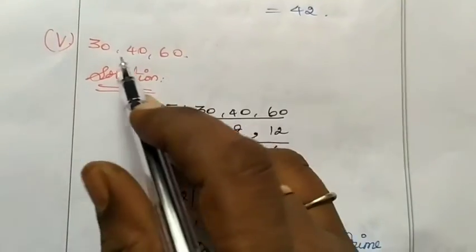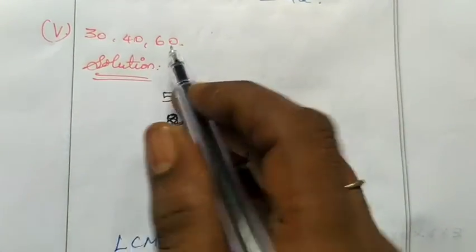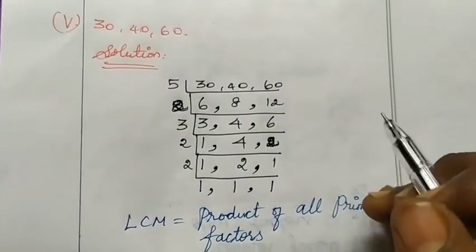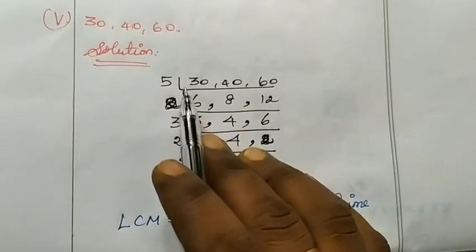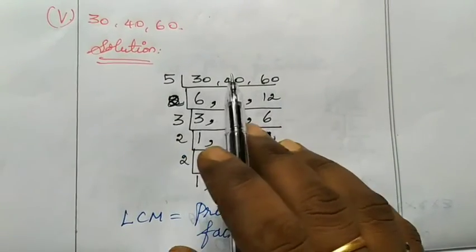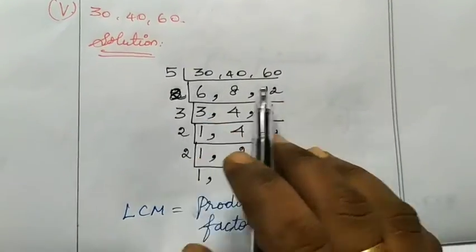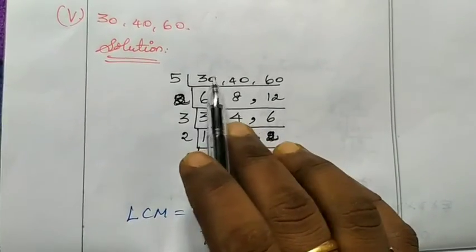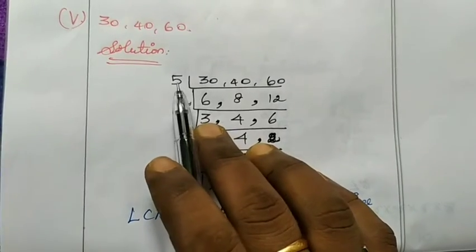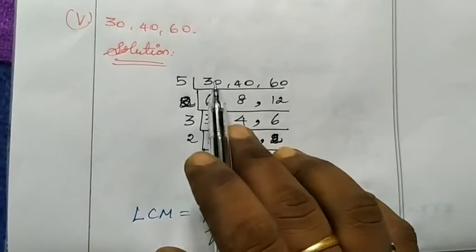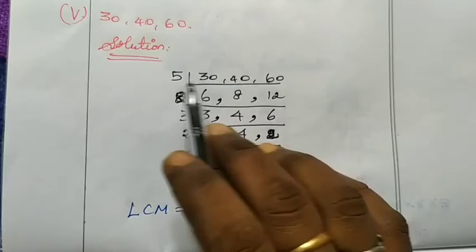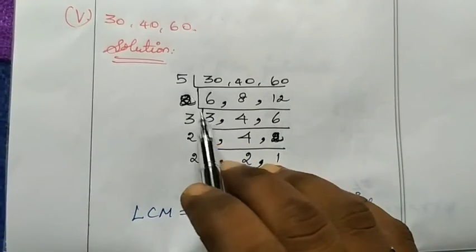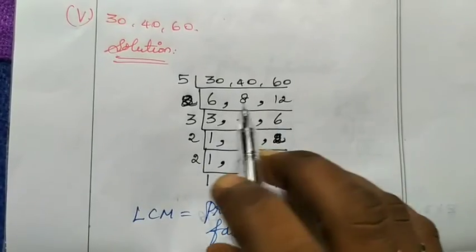See the fifth question: 30, 40, 60. Here we are taking 3 numbers. In 3 numbers, how can we find the LCM? We take the numbers 30, 40, 60 and use the division method. The numbers 30, 40, 60 come in the 5 table: 6 5s are 30, 8 5s are 40 and 12 5s are 60. Again these numbers come in the 2 table: 3 2s are 6, 4 2s are 8 and 6 2s are 12.